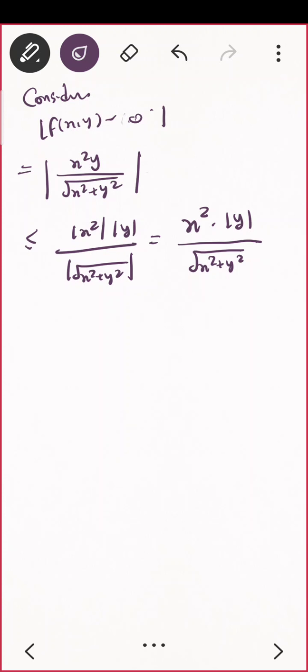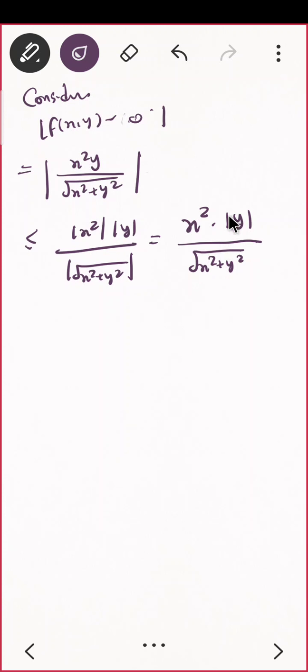Who else? Neha, Atharv, anybody? Okay, so you were saying multiplying and dividing by the square root. You want to break this square root, correct? Okay, you don't have to do that.